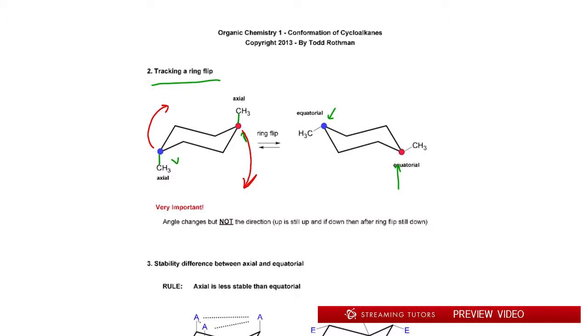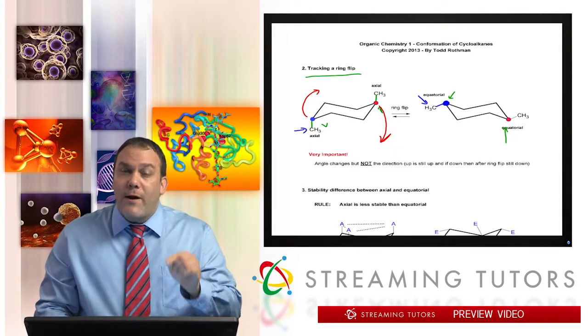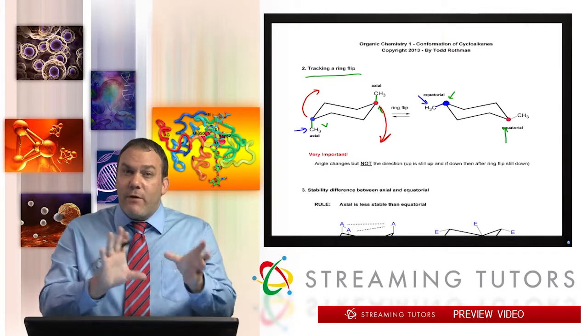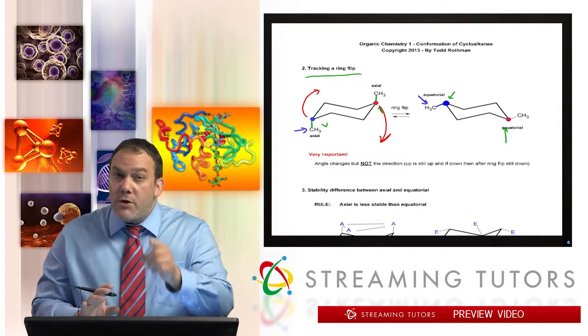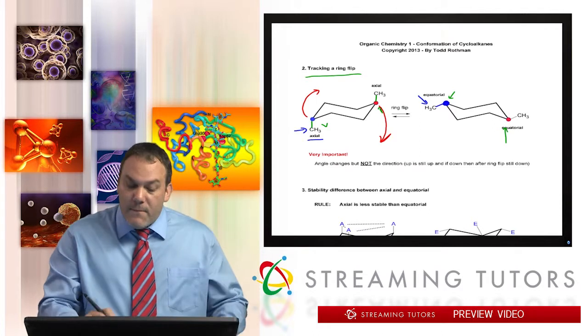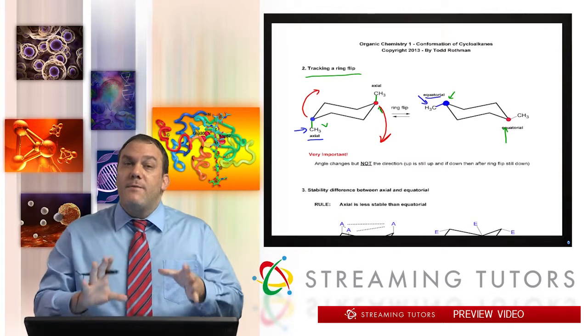So now up here is the blue carbon. And notice that its bond is down. Very important. It started down. It was pointing down. It still points down right now. It did not change its direction. It is still pointing down. Please burn that in your brain. Remember that. Before and after a ring flip, you do not change the direction of the bond, but you do change the angle. Notice that if this is axial, after a ring flip, it's equatorial. And whatever is equatorial after a ring flip becomes axial.